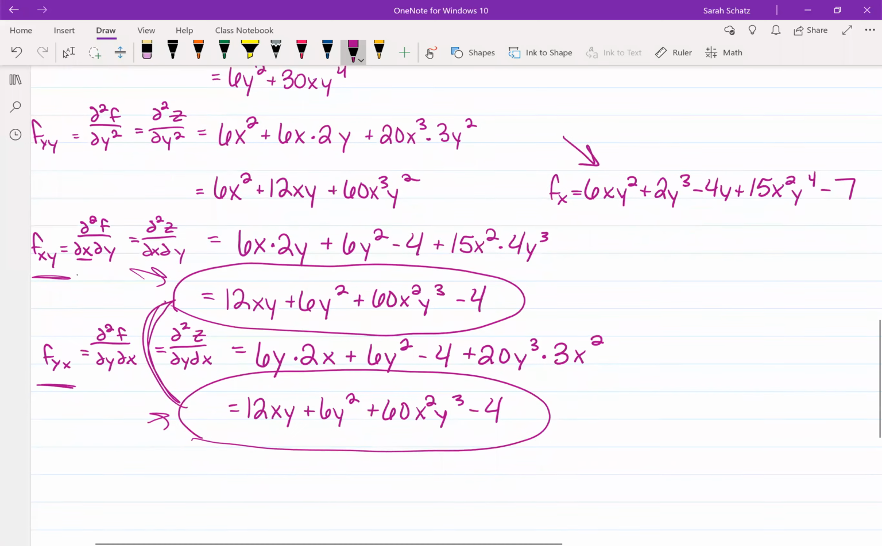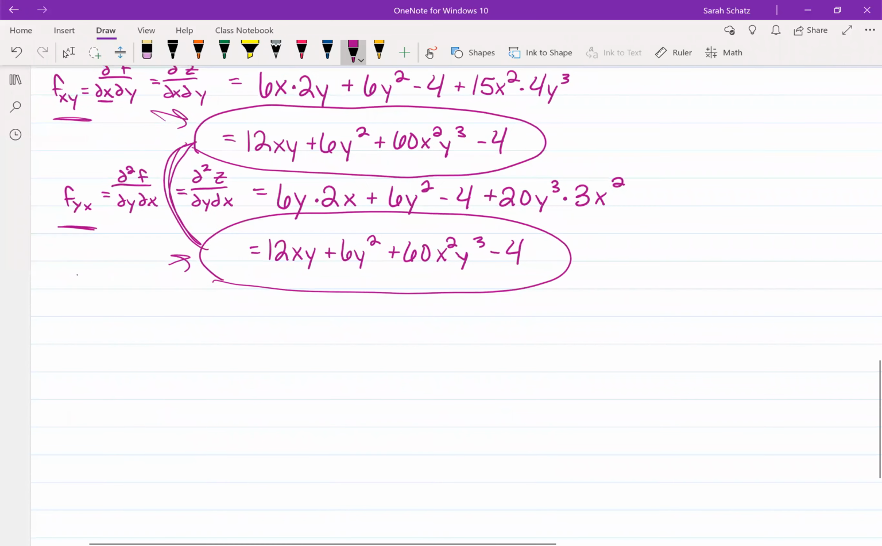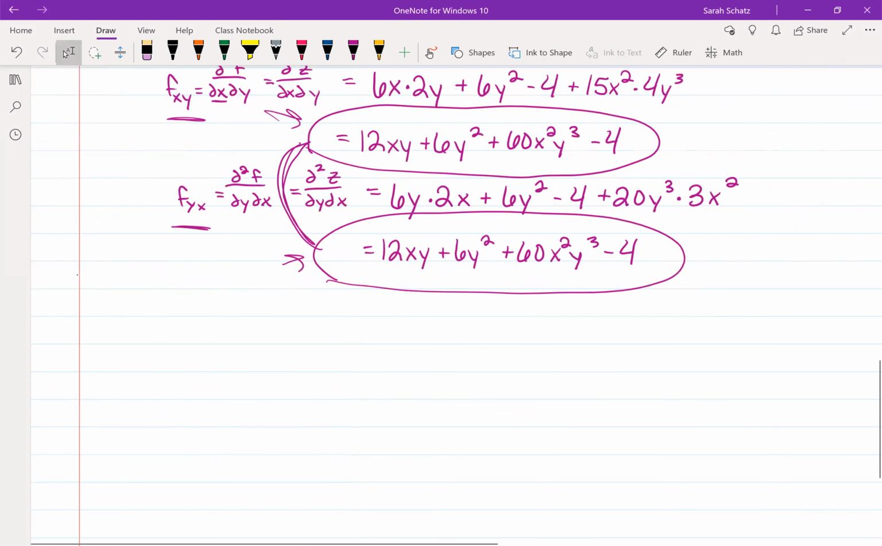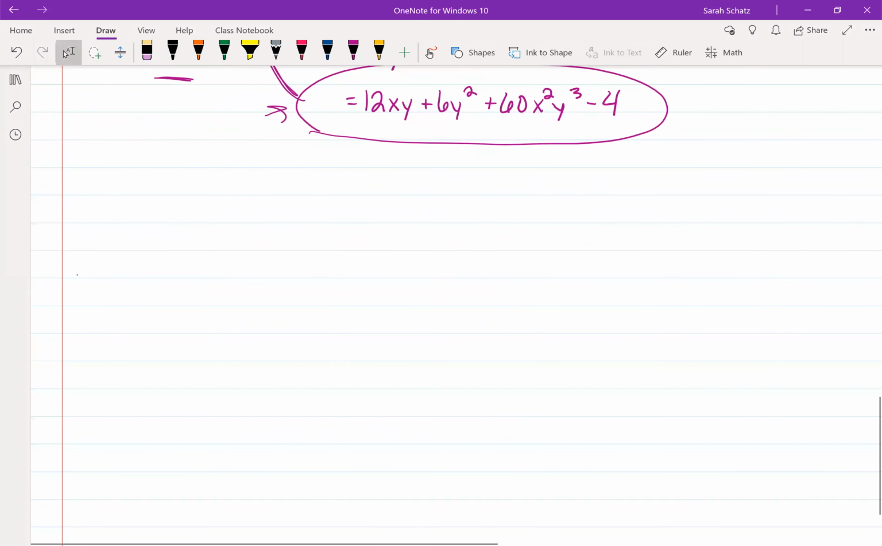Let's see. So that was fun. That was a really long function. The next one's not going to be so long. This one's going to be exponential though. Let's say I've just got 5e to the xy. That's not too bad. You guys, I want to take first and second order partials.